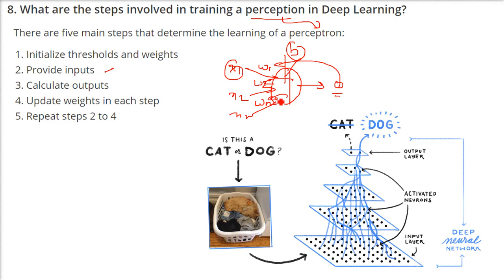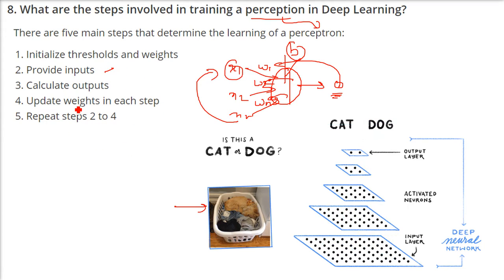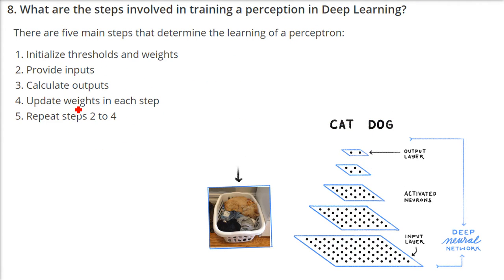Now when you get the actual value, which may be different from the predicted value, the true value and predicted value may have a difference. Then you send that back, saying you need to change the weights. This is done again and again. This is how you train a perceptron.